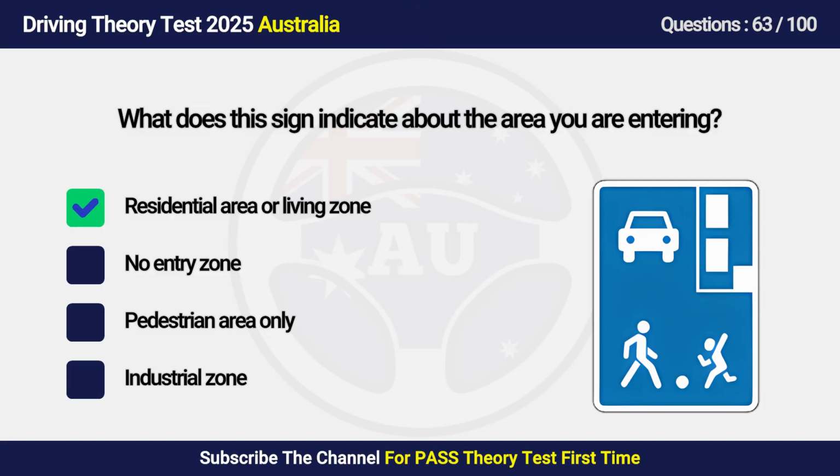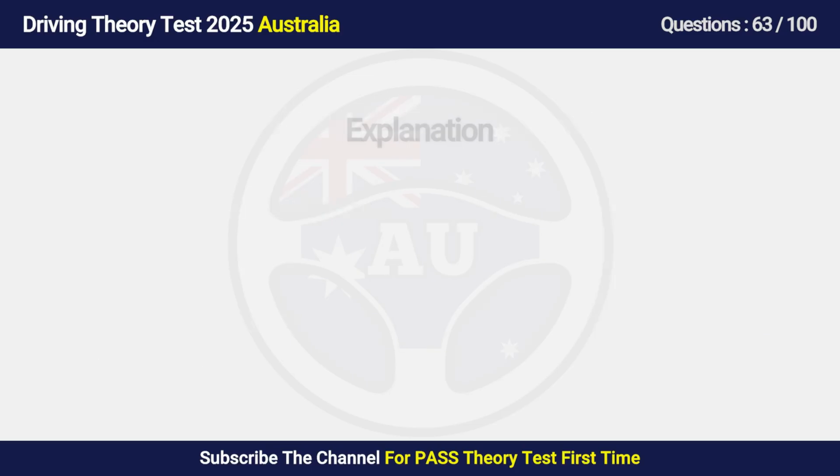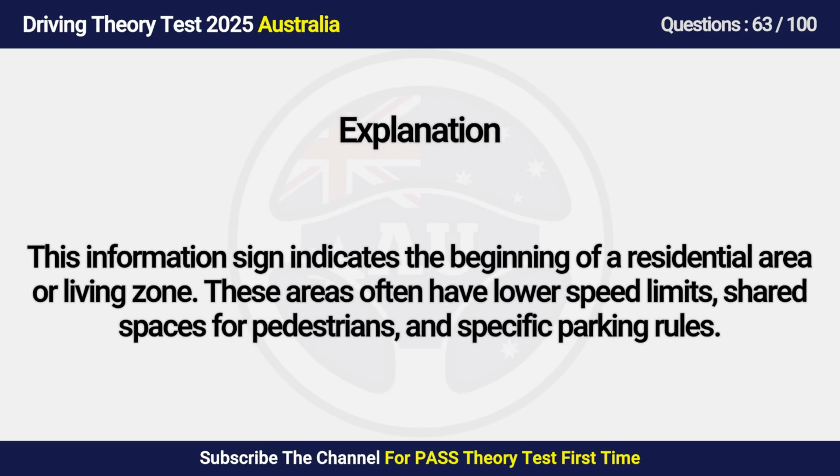Answer is A, residential area or living zone. This information sign indicates the beginning of a residential area or living zone. These areas often have lower speed limits, shared spaces for pedestrians, and specific parking rules.